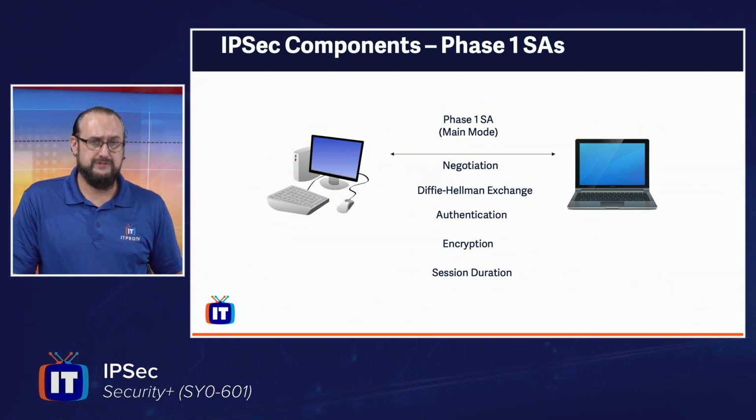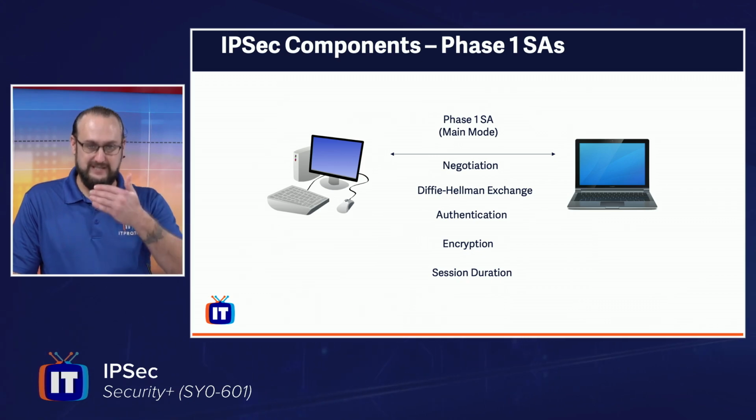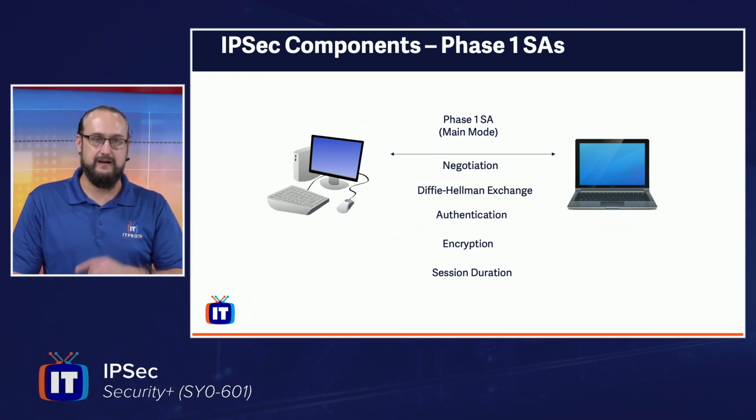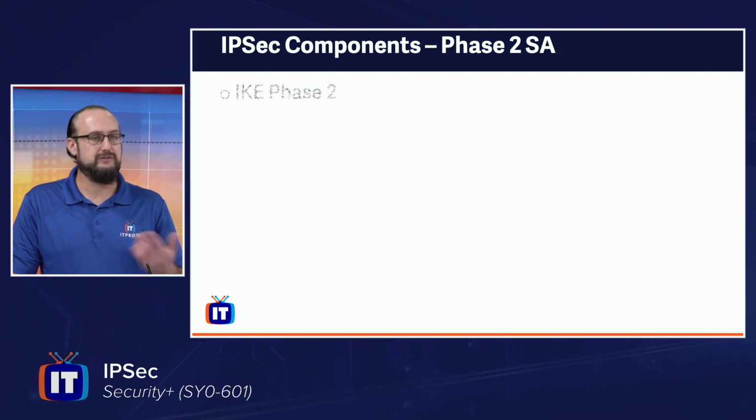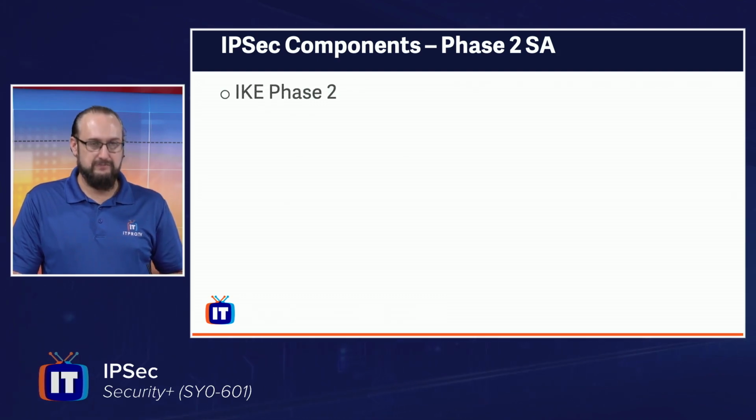That is the Phase 1 security association, but at this point, it is just defining traffic management to set up the second phase. All right, Phase 2 security associations, wait for it, IKE Phase 2, they're also called.